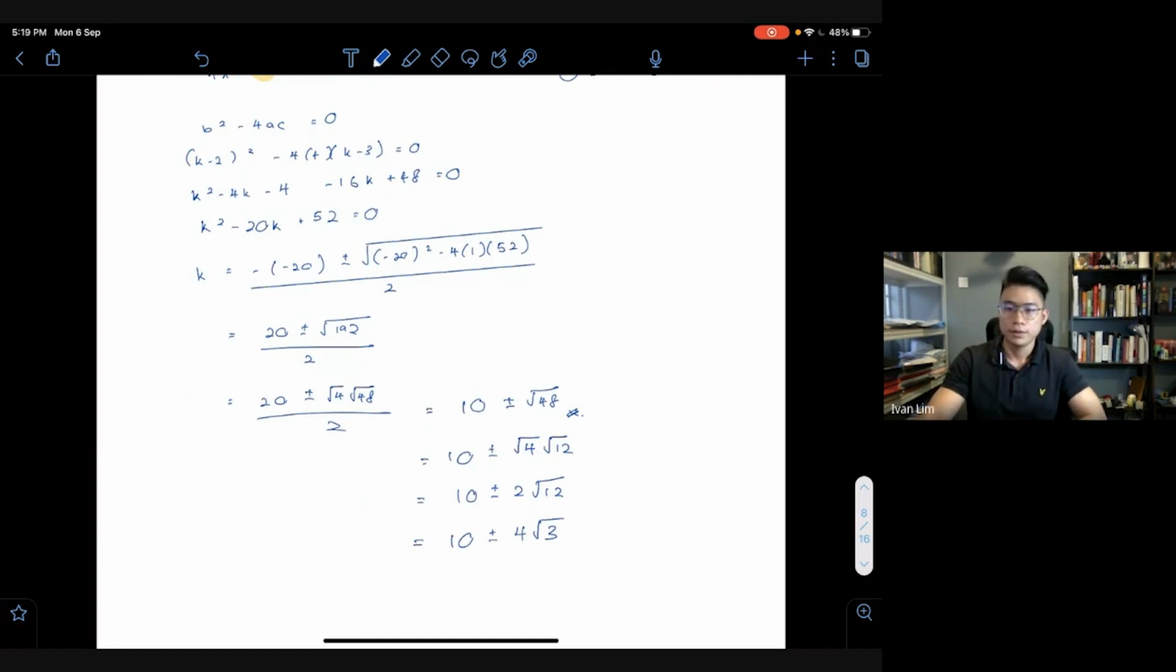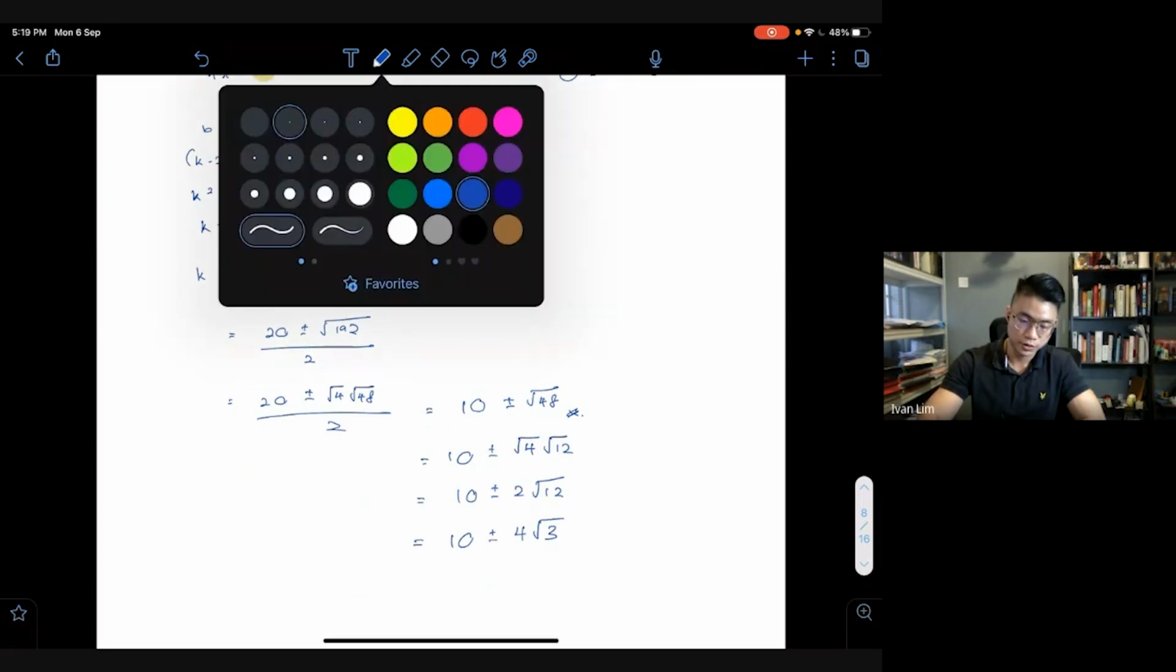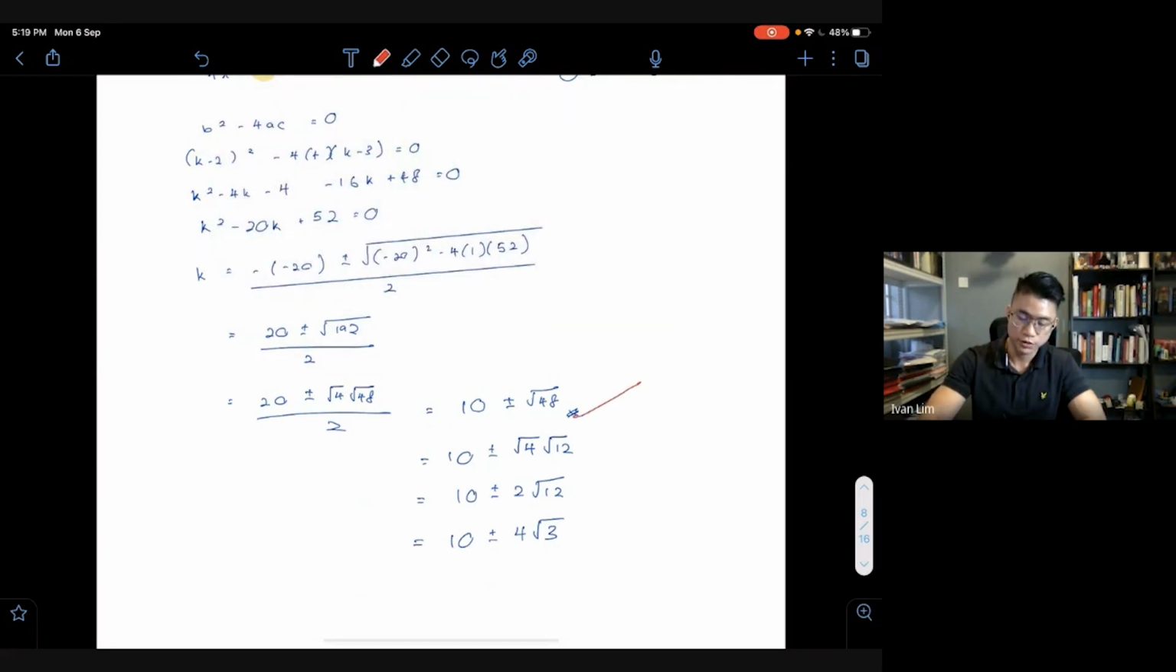But the answer scheme mentioned that until here is sufficient already. So if you simplify further, there are no extra marks. You can stop at 10 plus minus root 48, but if you put 2 root 12 or 4 root 3, it is also acceptable.